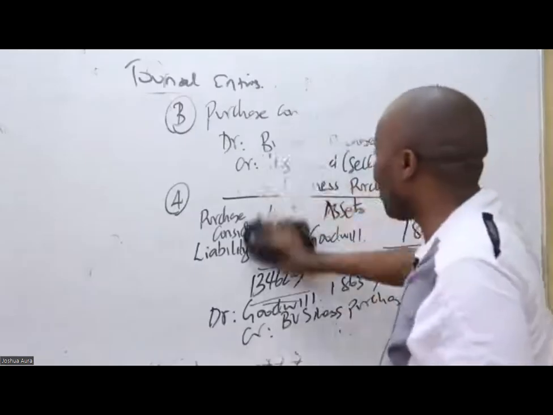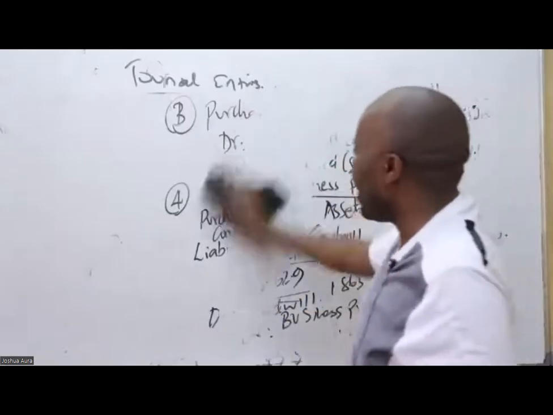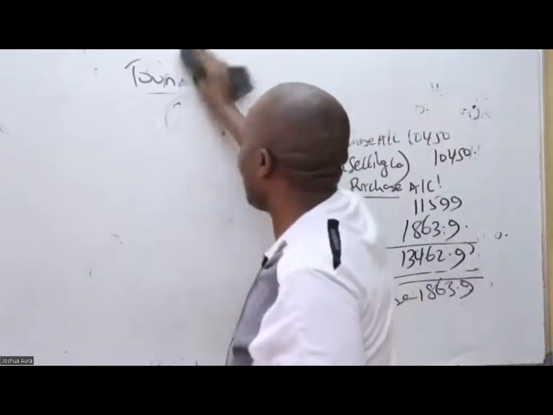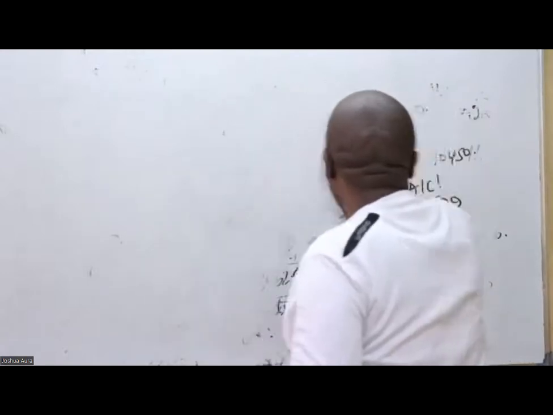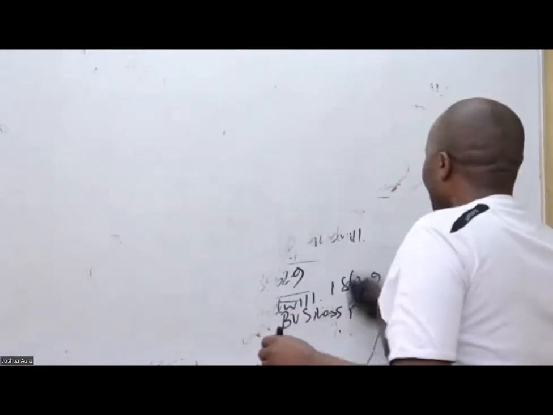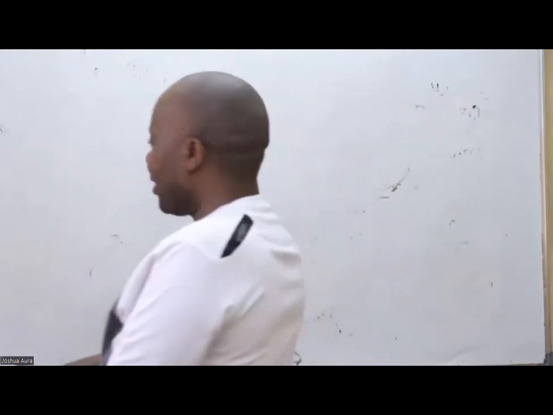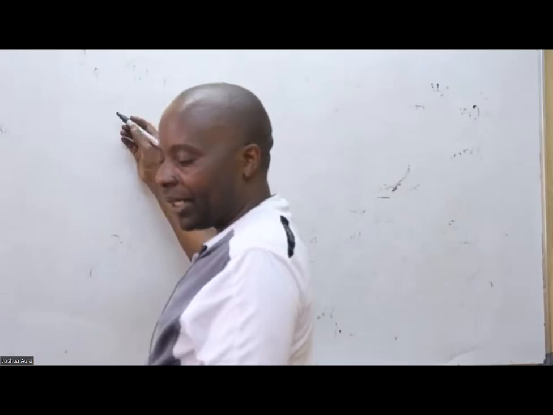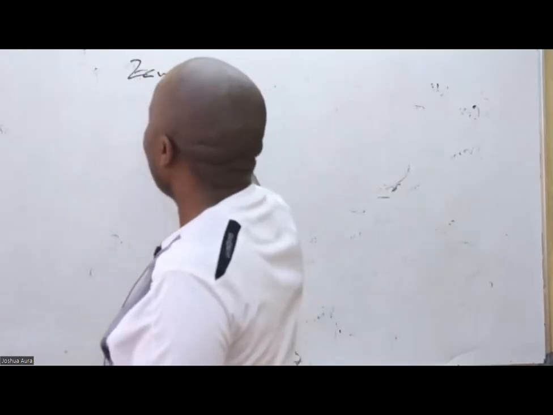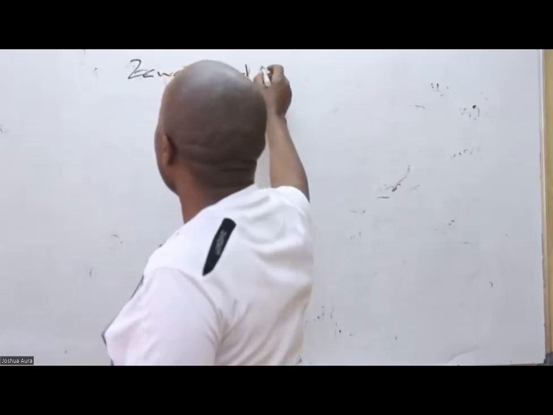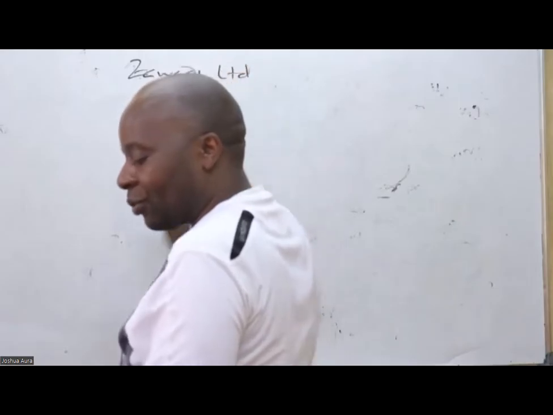So then now we can basically look at our balance sheet for Zawadi. I think now we have everything. For the balance sheet for Zawadi, already we had started by doing it. That is the last requirement. Zawadi Limited, balance sheet or statement of financial position.